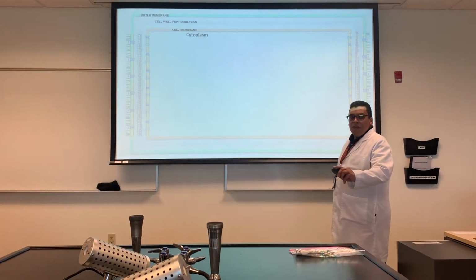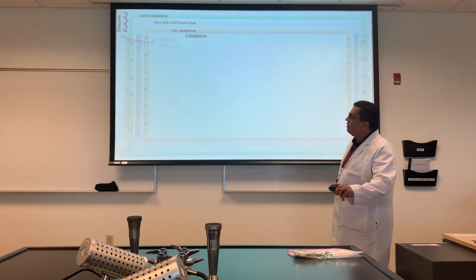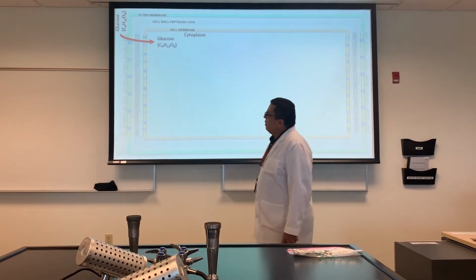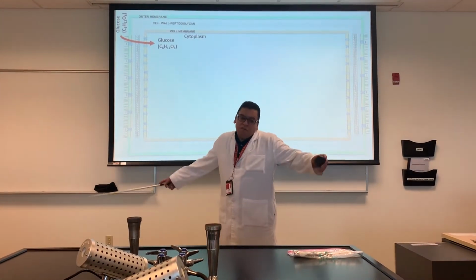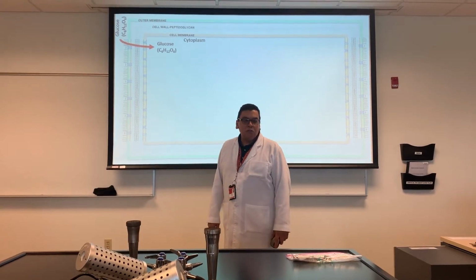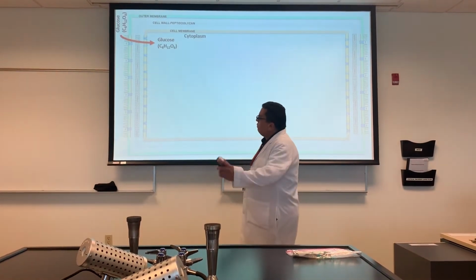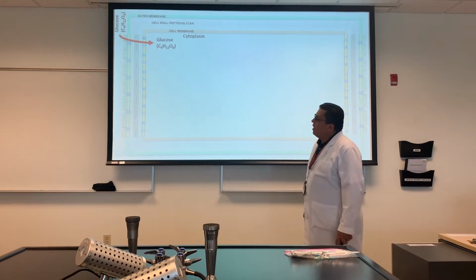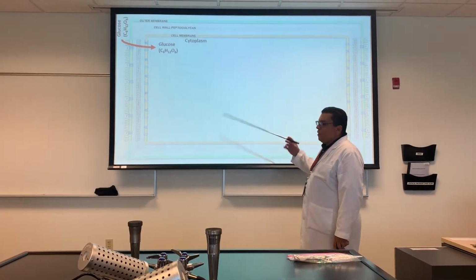Okay, the process begins with glucose entering the cell. Here it is. Glucose enters the cell, usually by facilitated diffusion, because it's too large to do simple diffusion. So through facilitated diffusion, it enters the cell. Now it's in the cytoplasm.